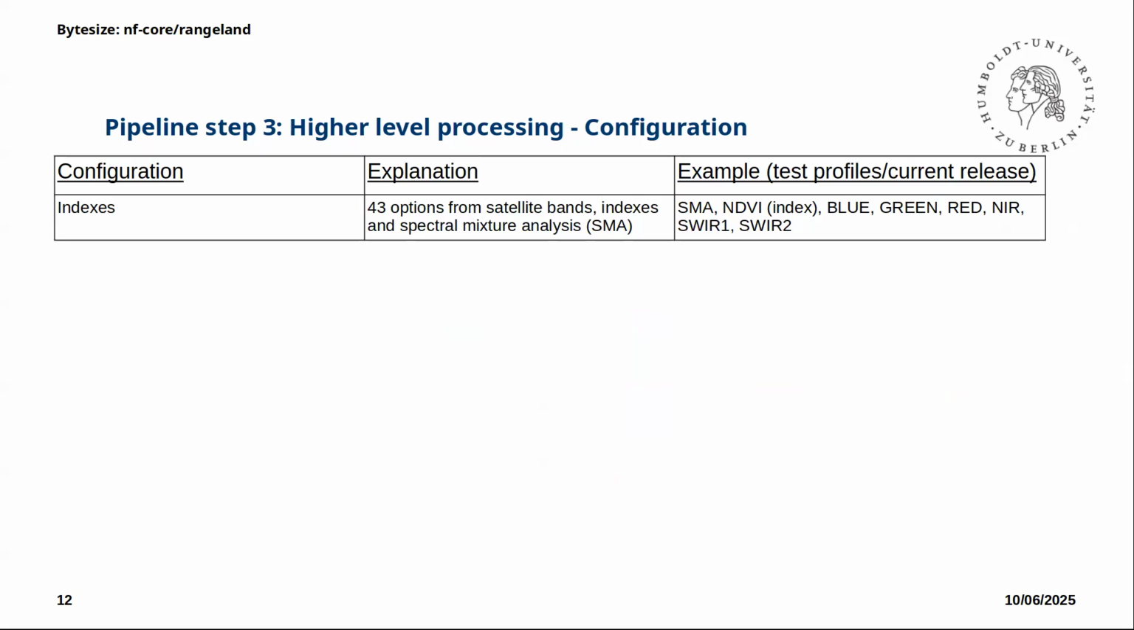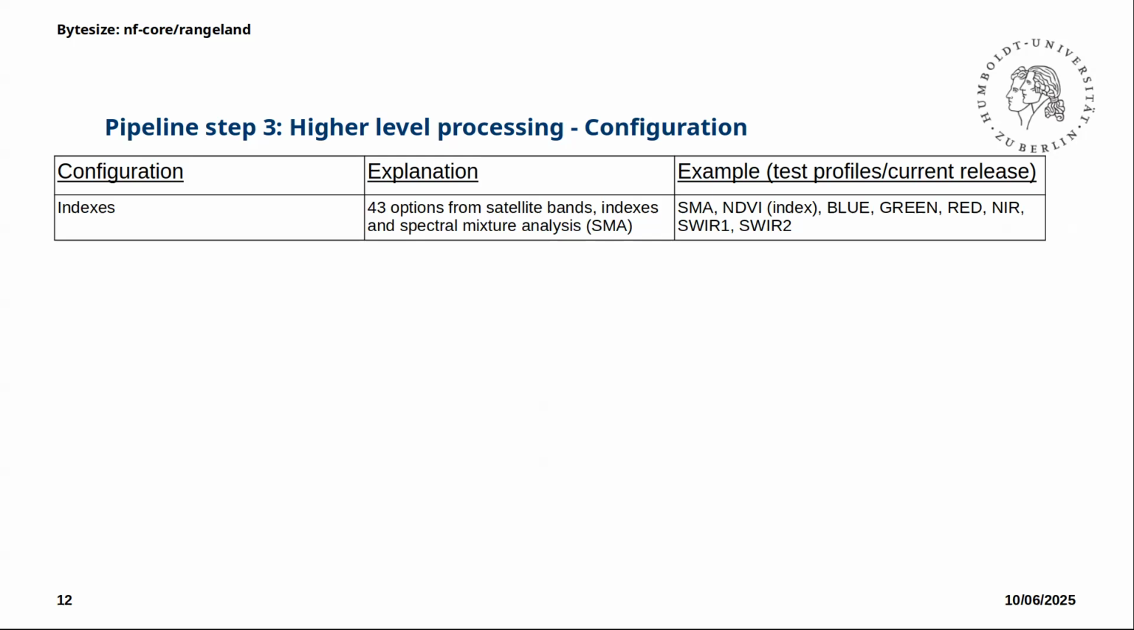So first of all, we can specify which indexes should be used for the time series analysis. There are 43 options here, and these are individual satellite bands, but also indexes which are computed based on our satellite bands. And then there is also the option for spectral mixture analysis. We'll talk about this in a second.